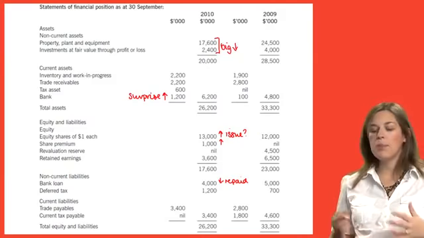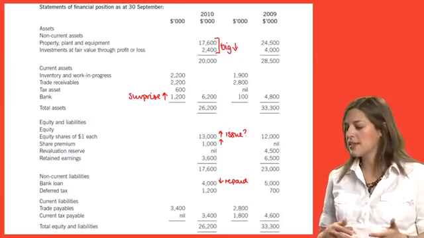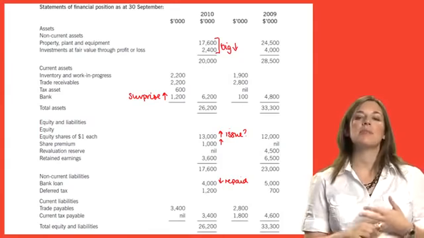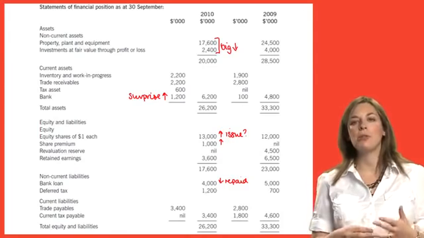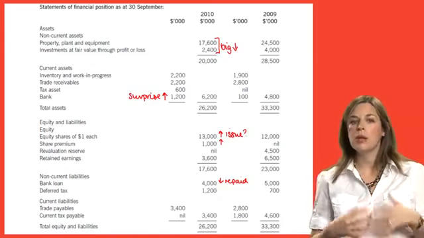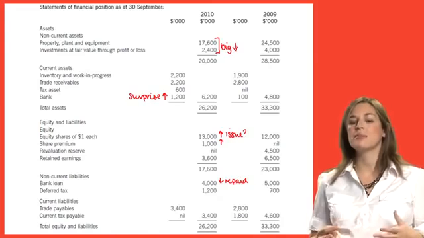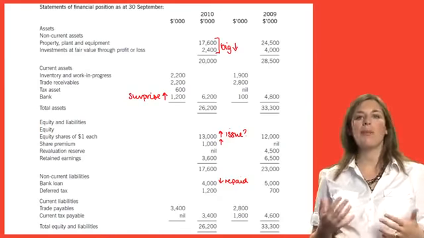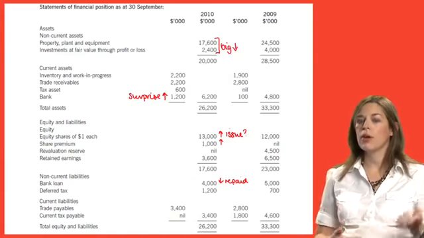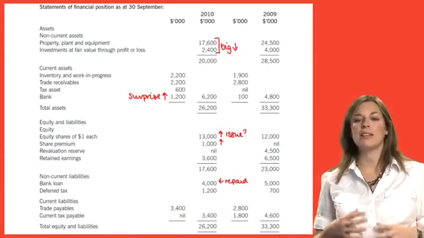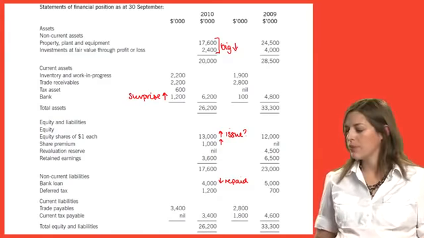Well, I can see there's been a big fall in their non-current assets. Both the PPE and their investments have fallen in value. Now, that could be because of maybe a disposal, maybe they've decided to sell some stuff to generate some cash, or maybe we've got an impairment issue. So again, thinking about what it is that I might want to discuss in my question.